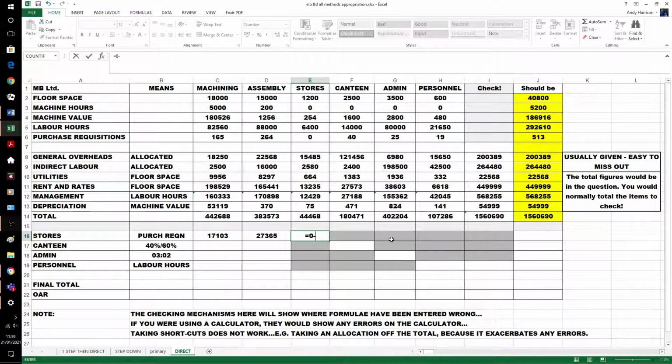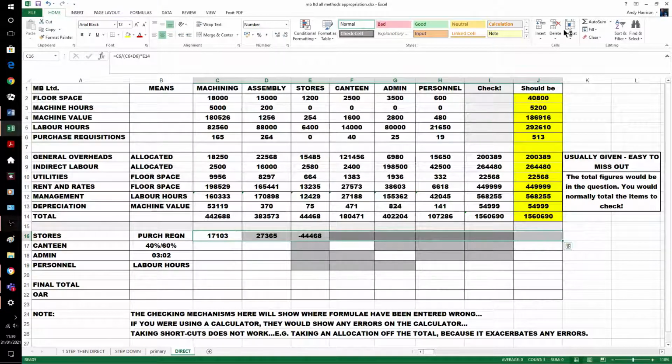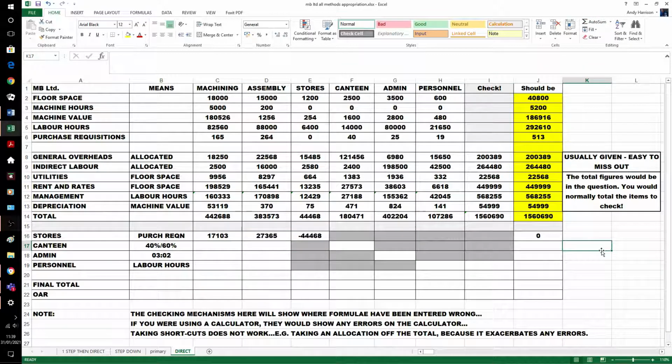If you do naught minus what's effectively the totals, that comes out as a minus number. We can see it's the same number, so we know that when we go across, we're going to get a 0. And also we have credited stores and debited machining and assembly, so actually our total here should come down to 0.